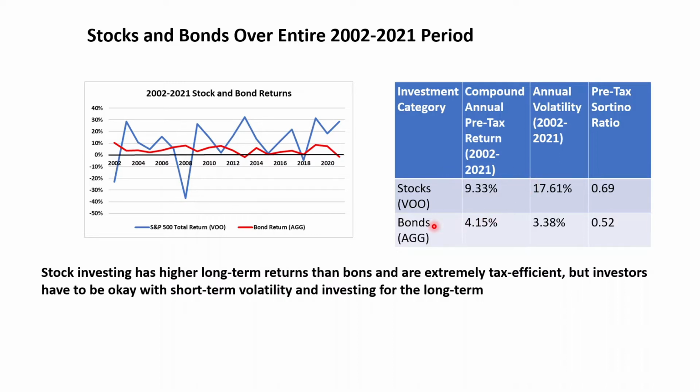Bonds, you had the opposite. They had the good decade and they had the bad decade. So here's the risk relative to the return. Again, you're getting more return here with stocks, but you're taking more risk. Bonds, you're getting less return, but you're getting less risk. So stock investing over the long term has higher returns, but as we'll talk about later, stocks are more tax efficient.